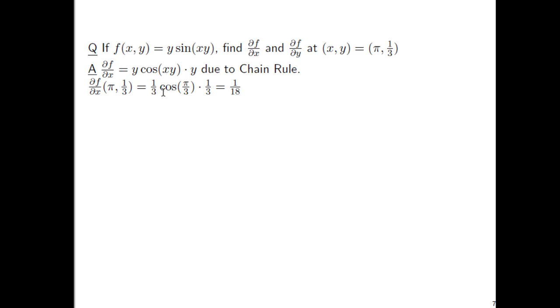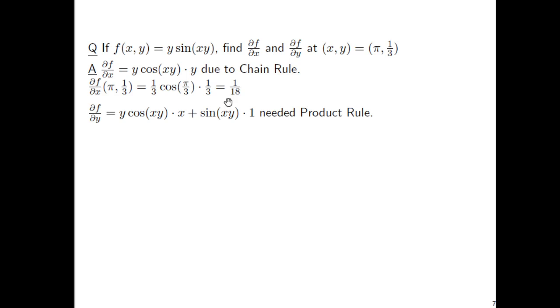Now that we have the partial derivative function with respect to x, we can evaluate this at pi comma 1/3. All of the x's should get replaced with pi's, and all the y's should get replaced with 1/3. I skipped some computation here, but if everything looks right, you should get the number 1/18 at the end of this. The partial derivative with respect to y is a little more work.